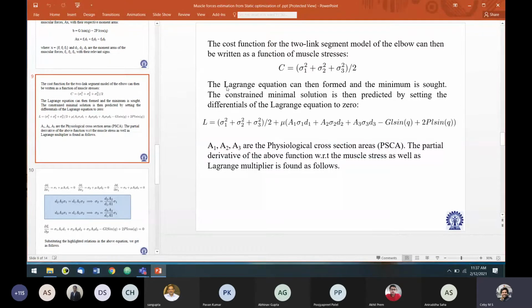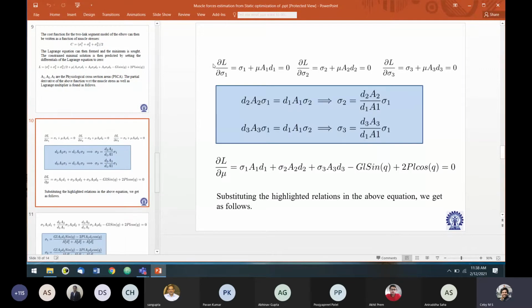So the objective function has been converted into an unconstrained function here by incorporating the constraint equation along with the Lagrange multiplier. We have A1, A2, A3, which are the physiological cross-section areas, and sigma 1, sigma 2, sigma 3, the muscle forces, which we are going to minimize. As I already told, we will use the Lagrange multiplier, and as one of the students mentioned, we will differentiate this function with respect to the muscle stresses as well as the Lagrange multiplier. That's what I have done here.